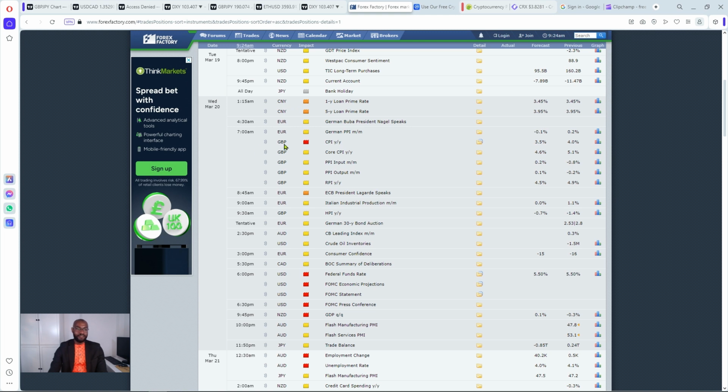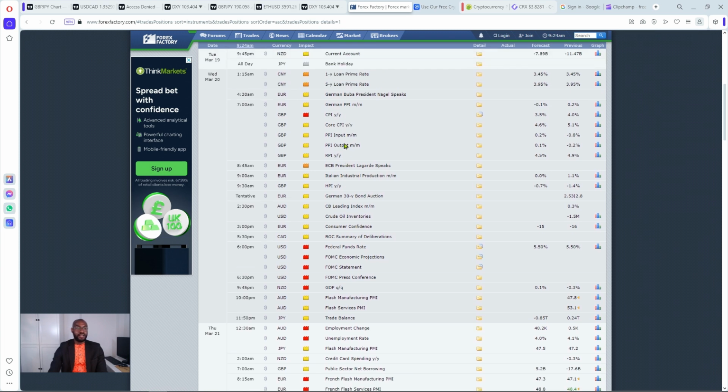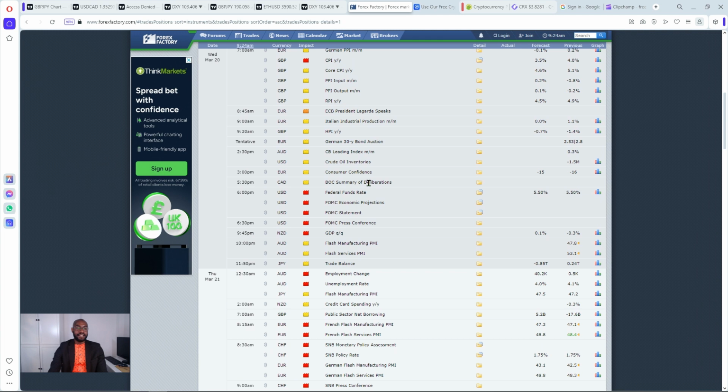So 7 o'clock a.m. on Wednesday, we have British pound CPI. This is going to bring a lot of volatility on the pound. So if you trade GBP US dollar or GBP JPY on Wednesday, we're going to be expecting to see some level of volatility on GBP JPY and GBP US dollar as well, and all the GBP pairs. So Wednesday is a very huge day to be very careful.